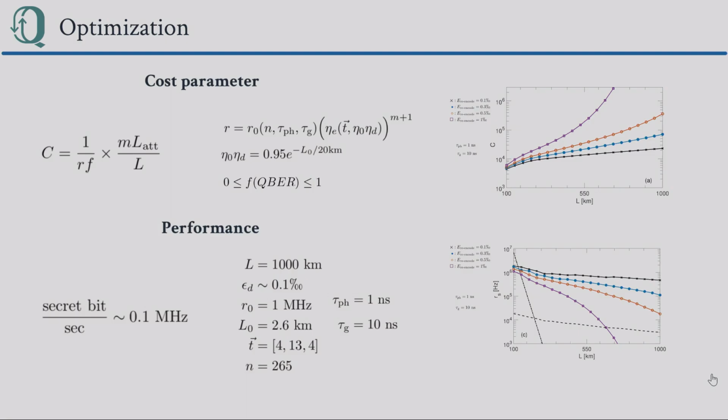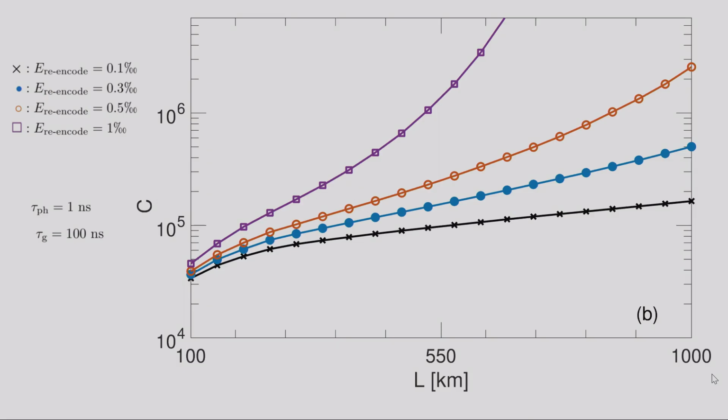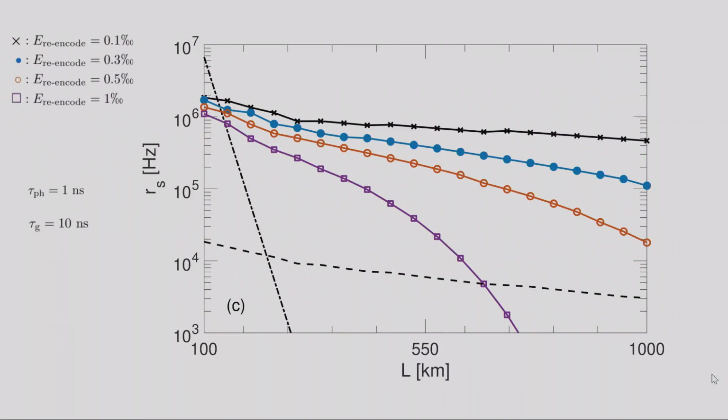And what we do is an optimization. We can set these re-encoding errors to a certain size. Note that it's per mil here. With photon emission time 1 nanosecond and gate time 10 nanoseconds, this is the cost parameter. As you can see, it's not fault tolerant with respect to re-encoding errors, but it has some robustness. If you increase the gate time, it changes slightly, which is basically because you change the repetition rate. This is where you look at the rate.